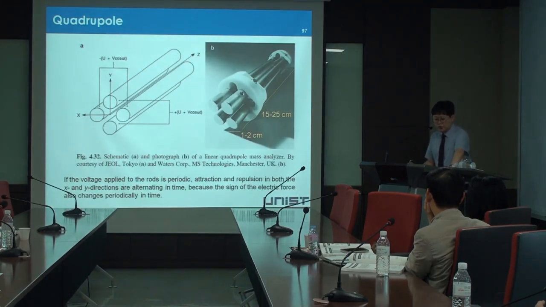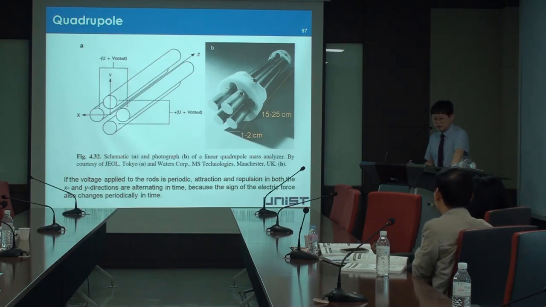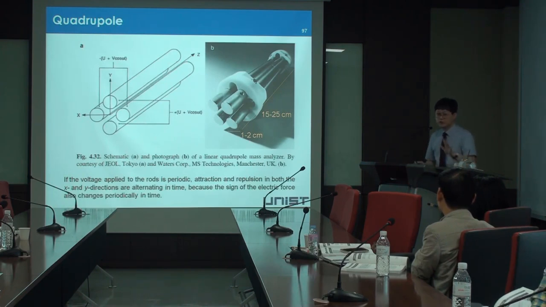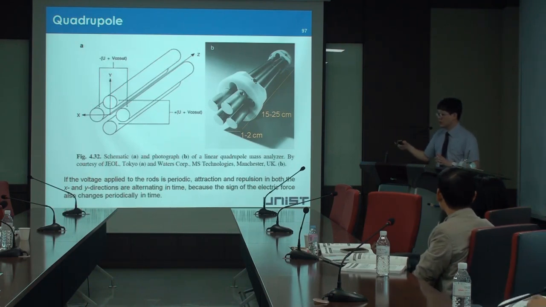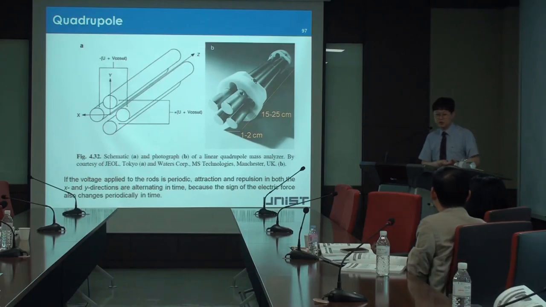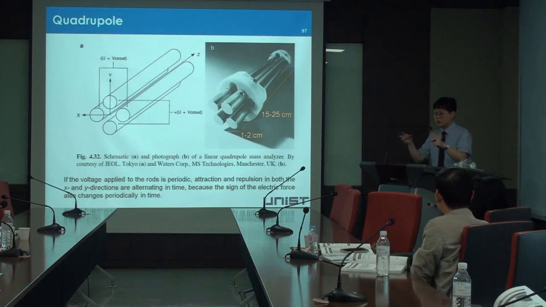And another option is quadrupole. This is very basic, used for small scale MS. The quadrupole, quad means four. There are four rods. Okay. There are one, two, three, four. So, okay. These rods are connected with DC and AC voltage. The electric charge changes, plus minus, plus minus, in three dimensions.